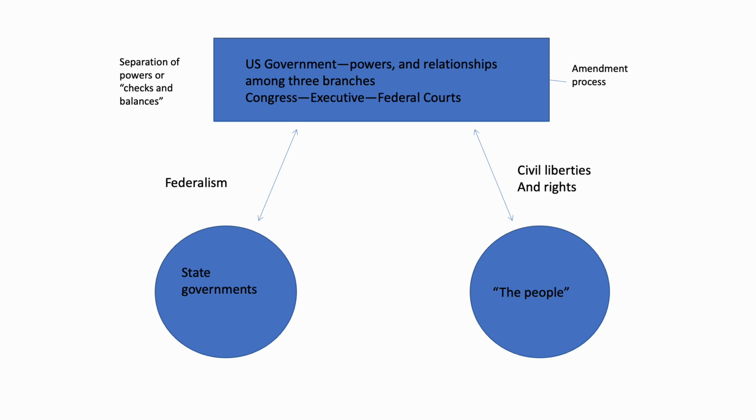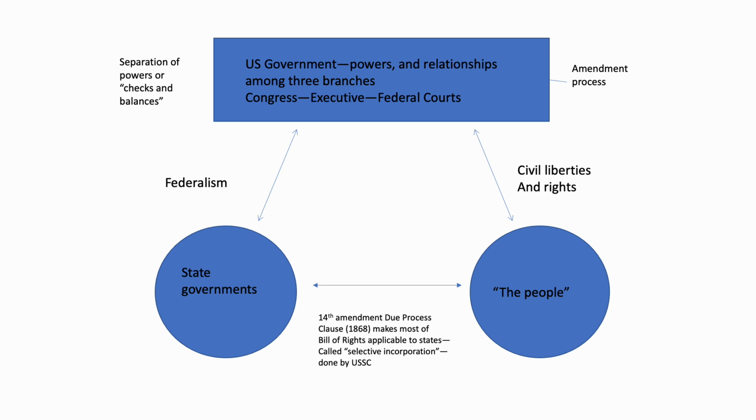We call it separation of powers. Some people call it checks and balances. And then we have state governments and the doctrines of federalism. And then we have, quote, the people, the individuals, who get certain civil liberties and rights, which are explained in the text of the Constitution.